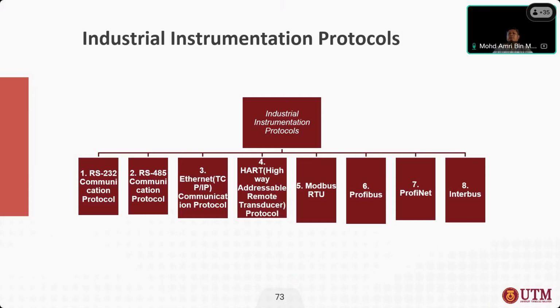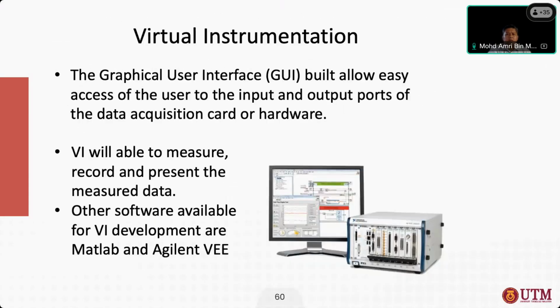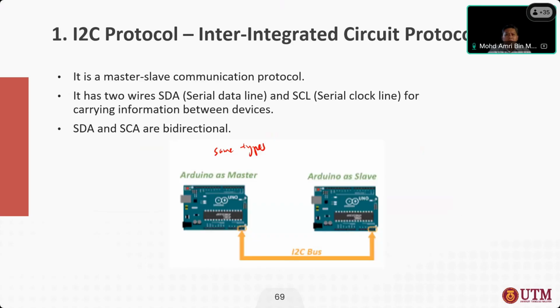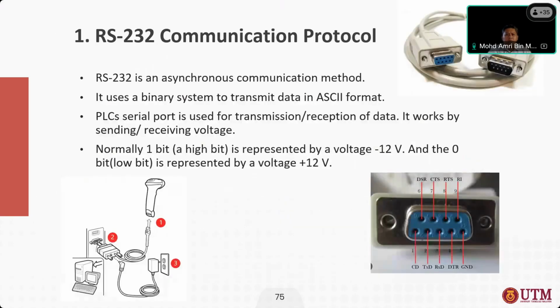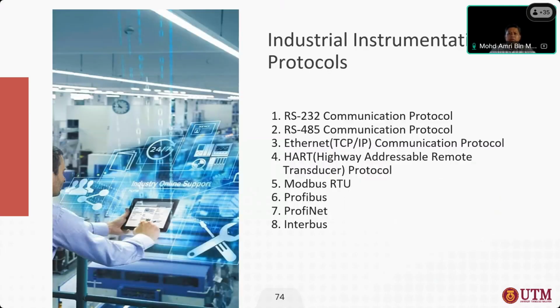Right. Now we have covered the previous examples, which are more about communication for small systems, the intra and inter. But now we're going to look at industrial instrumentation protocols. This is a more high-end application, or a system that is more complex, much wider, with more devices. So the first one is called RS232.